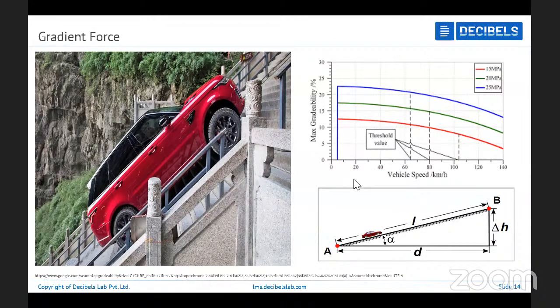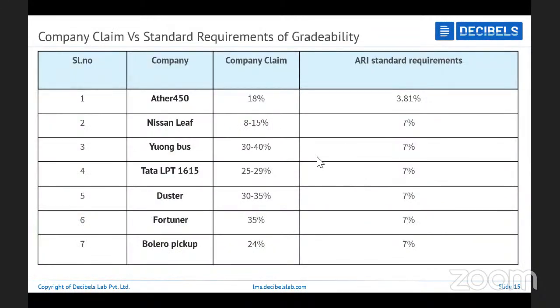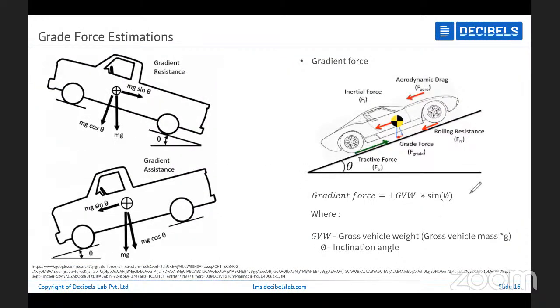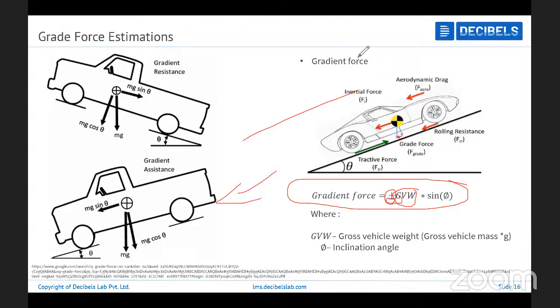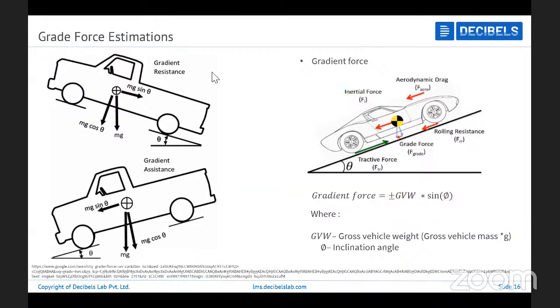To calculate this grade force, we'll be using this particular equation. The purpose of mentioning the plus or minus here is that if you are going uphill, we have to add it to the total tractive force. Otherwise, we have to subtract it if you are going downhill. I will define these terms, what is GVM, GVW, when we start doing the calculations.